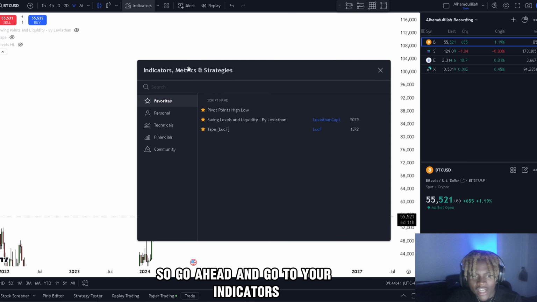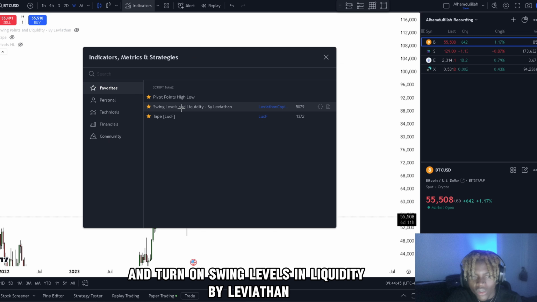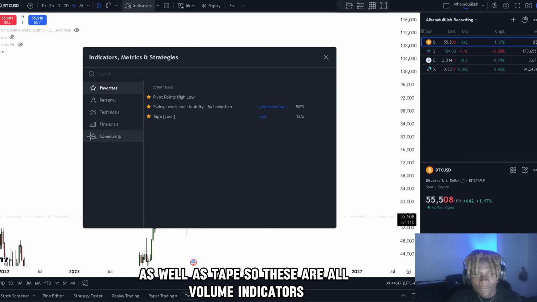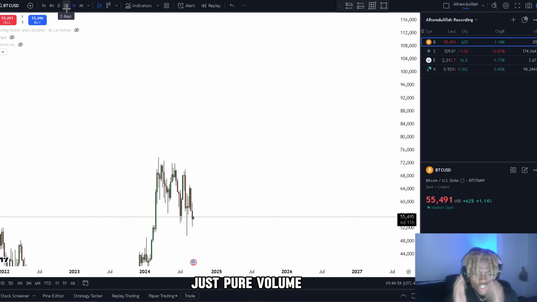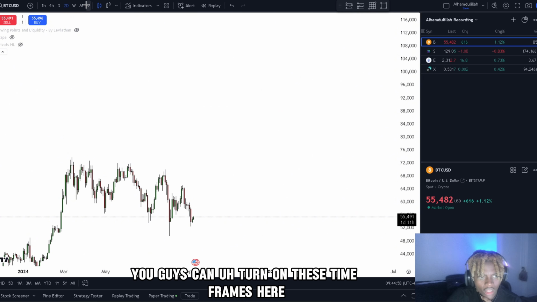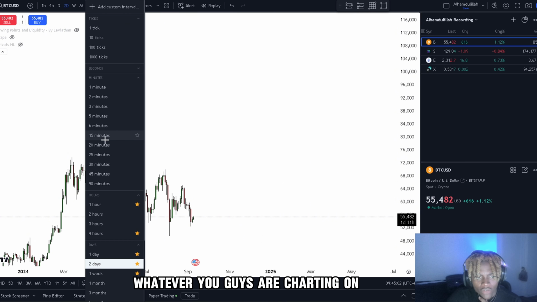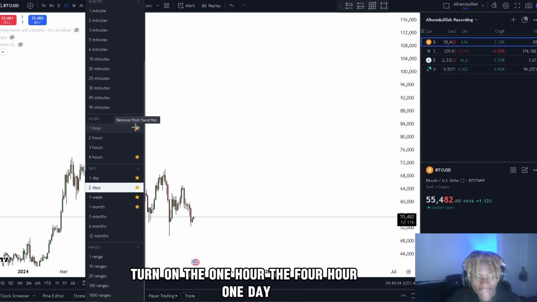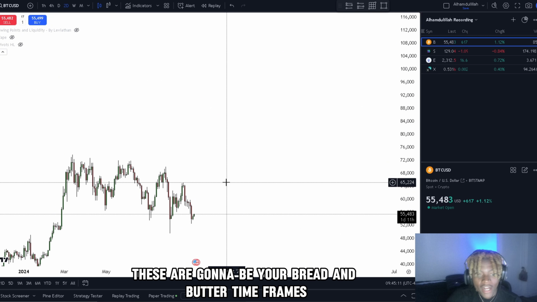Go ahead and go to your indicators, turn on pivot points high and low, and turn on swing levels and liquidity by Leviathan, as well as tape. These are all volume indicators, and you don't need anything weird like MACD, no EMAs or stuff like that. Just pure volume indicators are what you guys want to be focusing on. You guys can turn on these time frames here. Go on the top in TradingView or whatever you guys are charting on. Turn on the 1 hour, the 4 hour, 1 day, 2 day if you have it, 1 week, and the 1 month. These are going to be your bread and butter time frames.